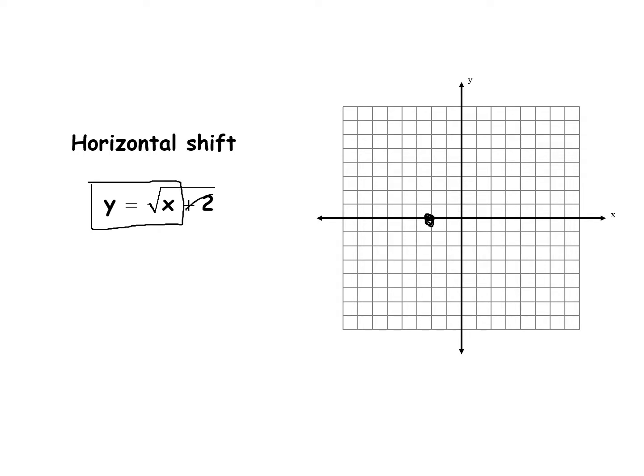So I'm going to go over 1, up 1. I'm going to go over 4, 1, 2, 3, 4, up 2. And I could probably go over 9. Let's see, 1, 2, 3, 4, 5, 6, 7, 8, 9, up 3. I can fit that one in here. Usually I can't. And then this here would be my graph.